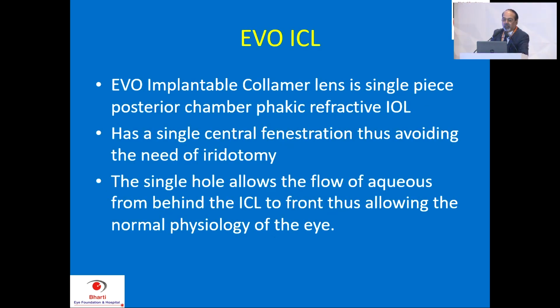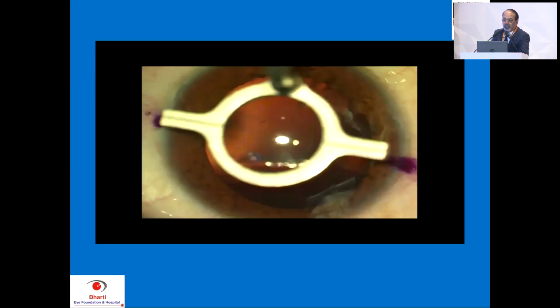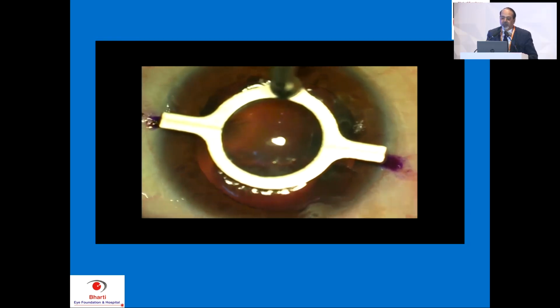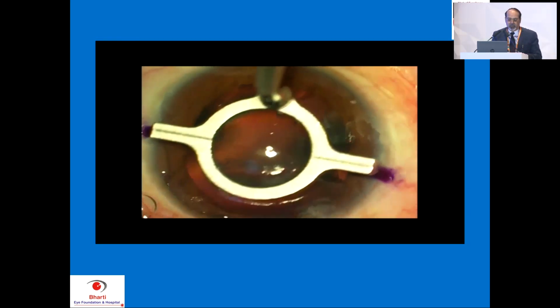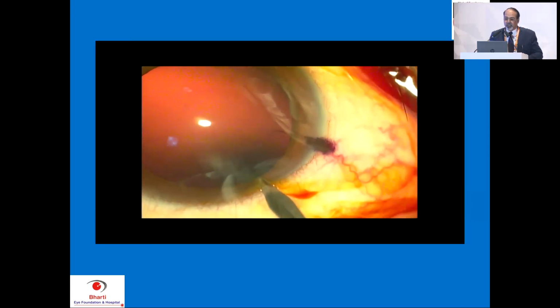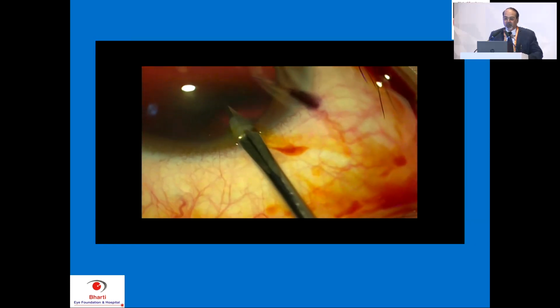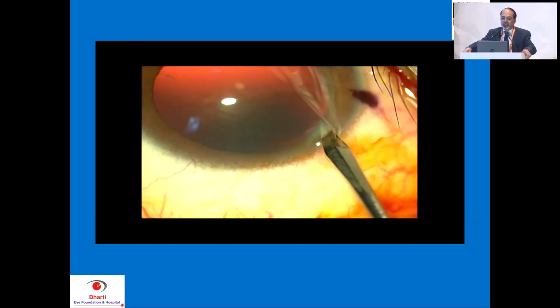So this is regarding the EVO ICL, a single piece posterior chamber lens. I'll be talking only about EVO, and it has a single central fenestration, and this allows the flow of aqueous from behind the ICL, allowing the normal physiology of the eye. And this is the small video, which is hardly 30-40 seconds, just for the implantation of the ICL. This is the side port.